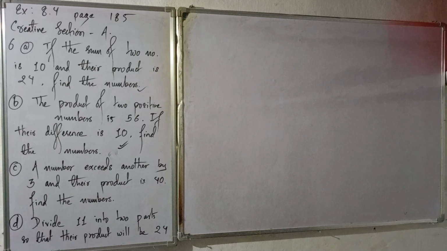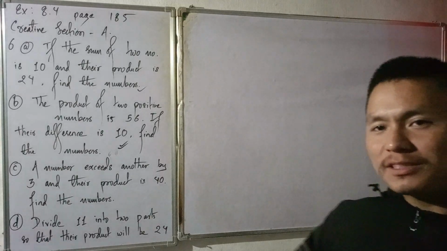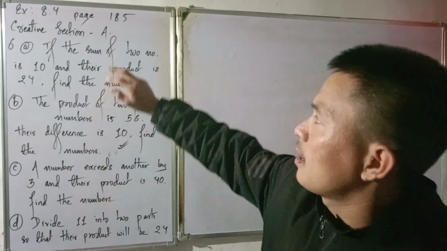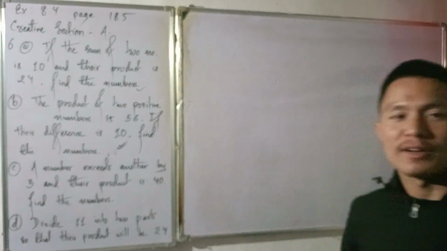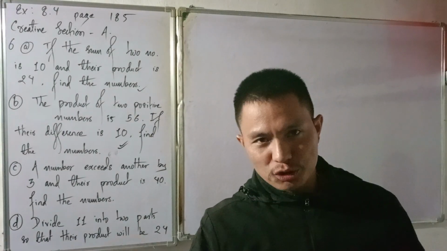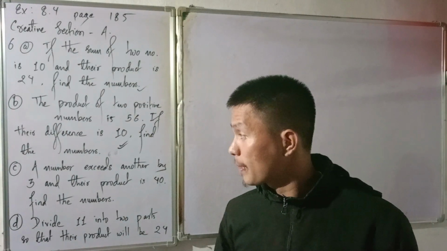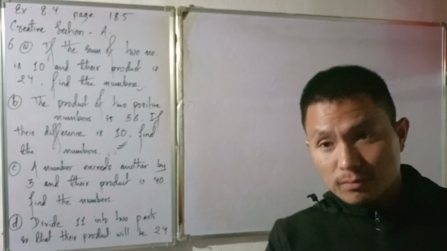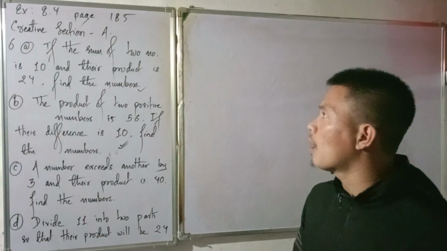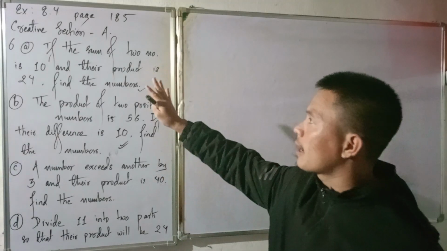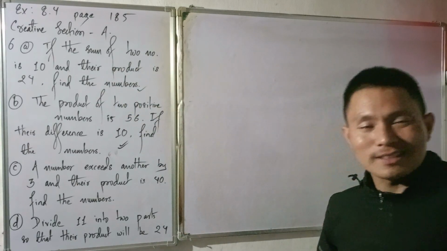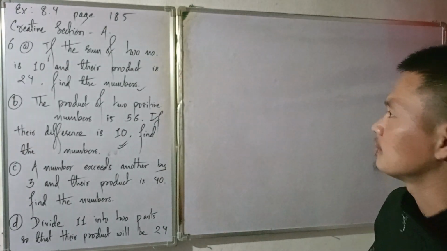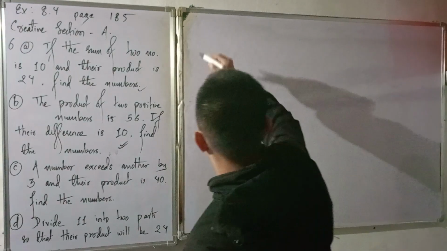So in the previous one we have just finished the general sections of word problems of exercise 8.4, page number 185. We have just finished the trivial sections, that is general sections. I hope that helped you out. Now we are in the creative sections A. Okay, so let's start with the 6A number. Now let's get into that.